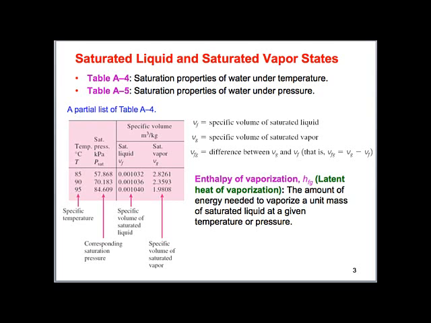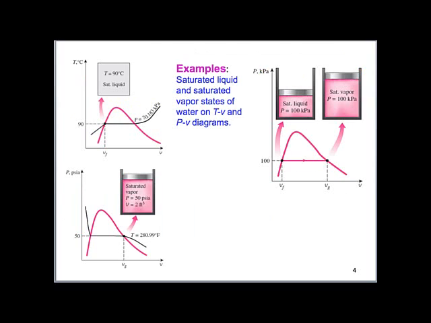Now, why would we use this? Well, for example, if we're talking about the enthalpy of vaporization, that flat part in our pressure volume diagram, our PV diagram, we had a flat part between the saturated liquid and saturated vapor points. Well, the difference between those points is going to be the enthalpy of vaporization, or the amount of energy needed to vaporize a saturated liquid at a given temperature and pressure.